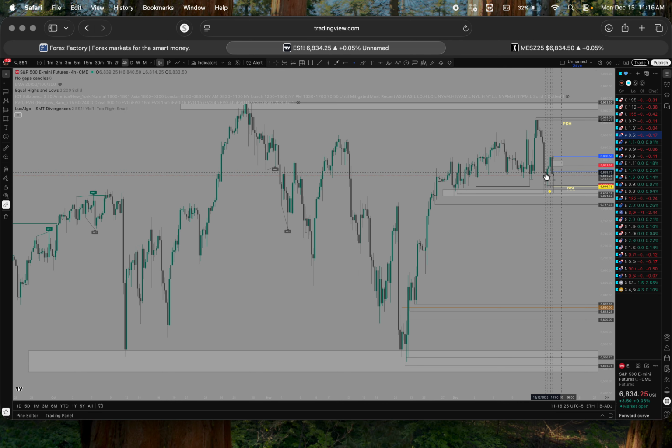But since this candle hadn't taken out this most recent, actually no, that's what it was. It took out this most recent low. Technically it closed beneath it, so it was a bearish day for me.